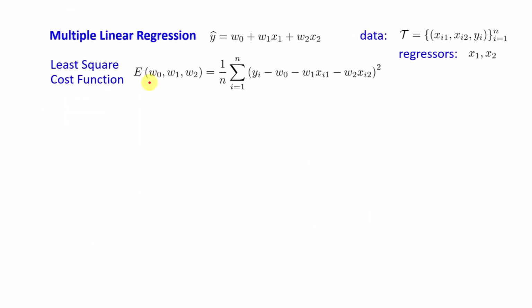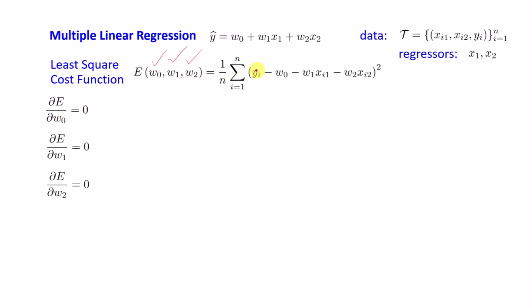So now our goal is obviously to minimize this least square cost function, and from there we'll get the expression of w0, w1 and w2. So let us take this del E del w0, which will be 0.